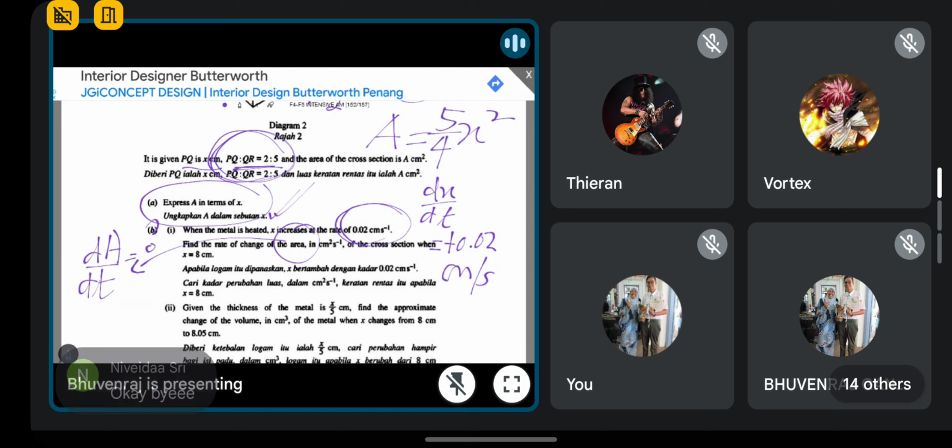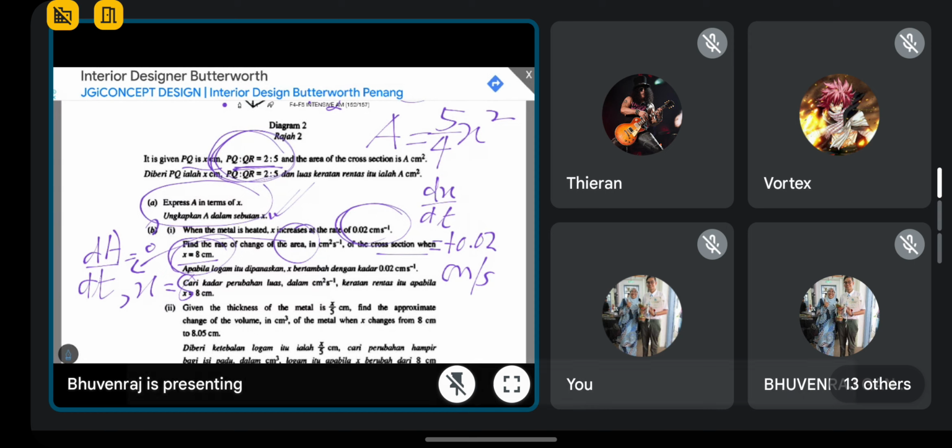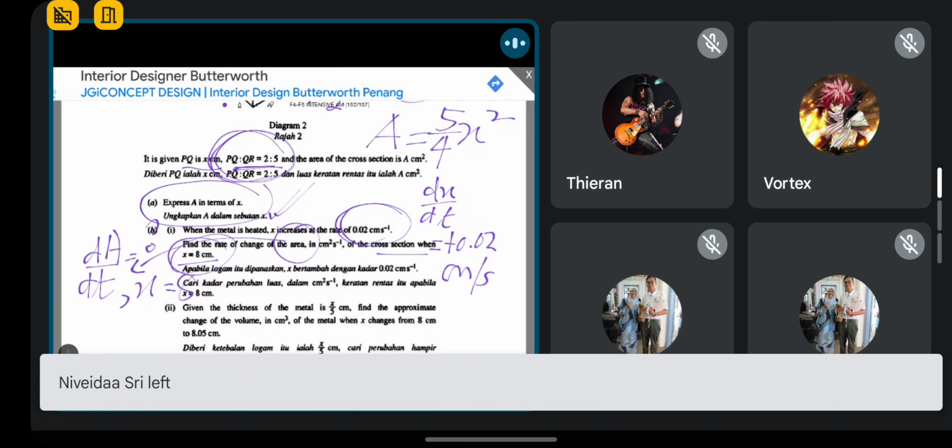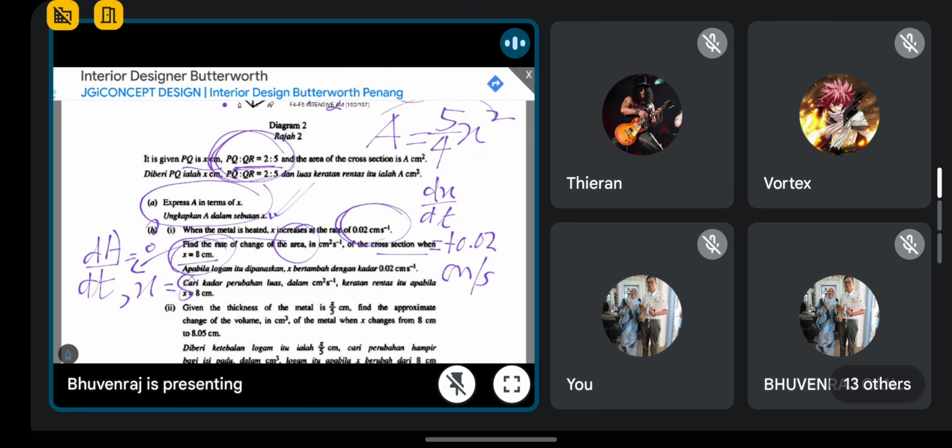Okay? And then they say when x is 8. This one is a useful info. When x is 8, then you just substitute into your formula. I mean, what do you get? Okay? So, you need to differentiate. So, can you tell me, guys, persamaan ini, bila dibezakan, what do you all get? What is your answer? Try to differentiate and see. This one quite easy to do.